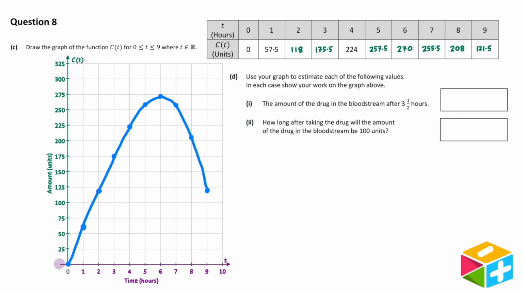In our graph, the horizontal axis represents the time t in hours, and the vertical axis represents C of t, the amount of the drug left in the bloodstream in units. In part I, we are provided with a time, 3.5 hours. The horizontal axis represents time, and 3.5 is right here. Let's draw up a vertical line and see where this intersects our graph.